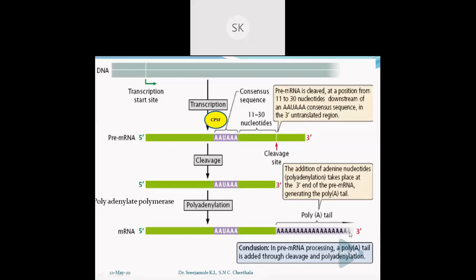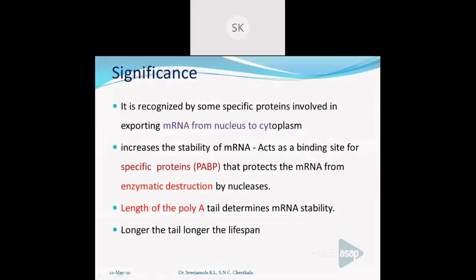So it may be lengthened to about 50 to 250 nucleotides. Poly A, or polyadenosine triphosphate, will be added during this polyadenylation process. So this is the process of polyadenylation. Then, what is the significance of this polyadenylation?